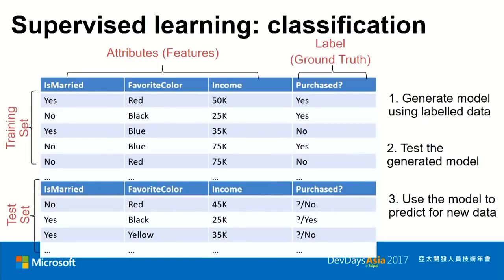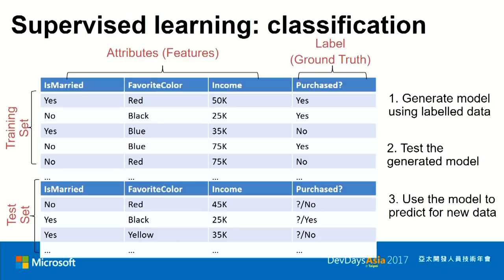So we talked about supervised learning in regression. Now we have supervised learning classification. The only thing that changes is our last column in the data. Before it was a number, now it's a category. In this case, it says, should we purchase or should we not purchase? So this is a model that's going to look at whether someone is married or not, their favorite color, and their income, and try to predict, based on those three inputs, if someone is going to make a purchase or not.